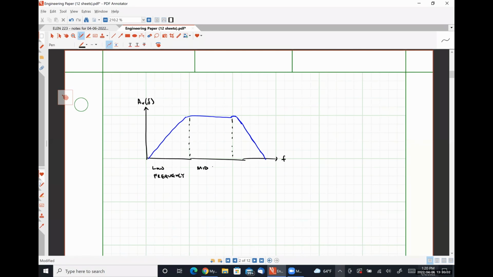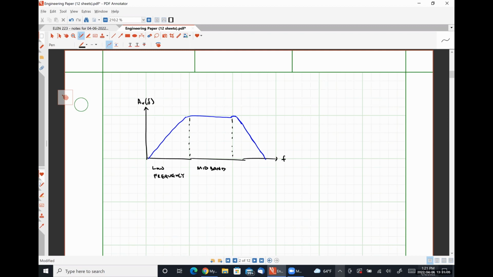This region right here, where the gain is effectively constant, is mid-band. This is our mid-band region, okay? The mid-band region is where we've derived all of those voltage gain equations. So we are beyond where our low frequency capacitors are able to do anything, so we can treat them all as open circuits. But we're at a point where all of our high frequency stuff looks like short circuits.